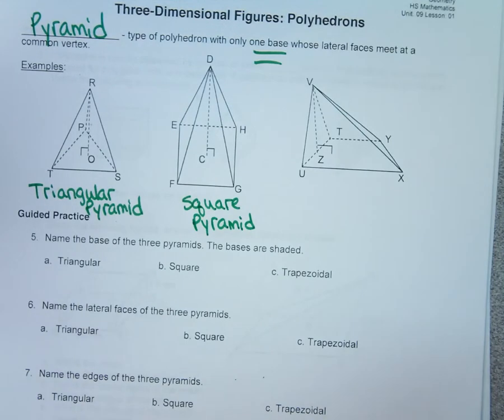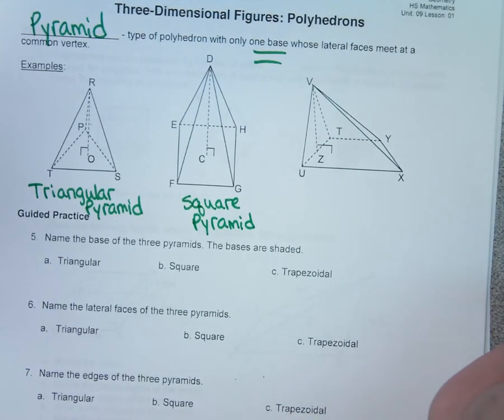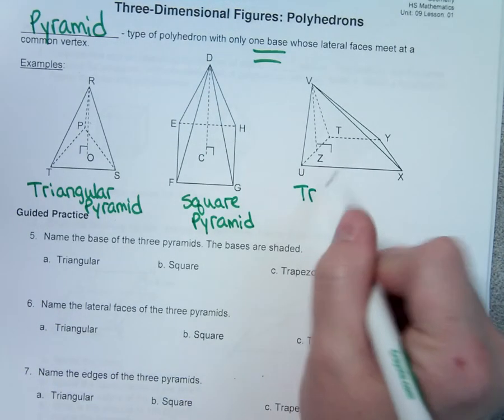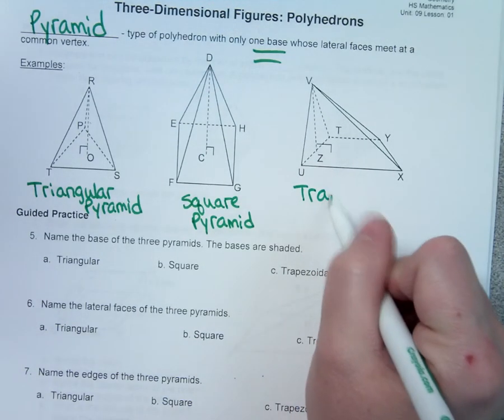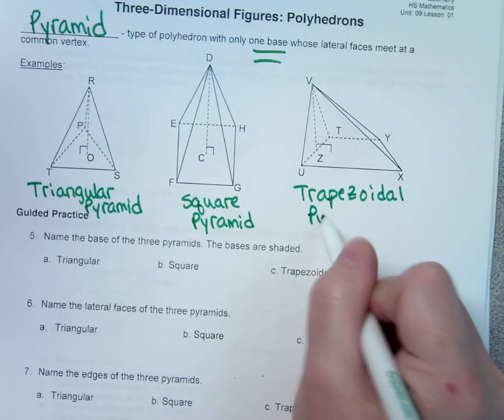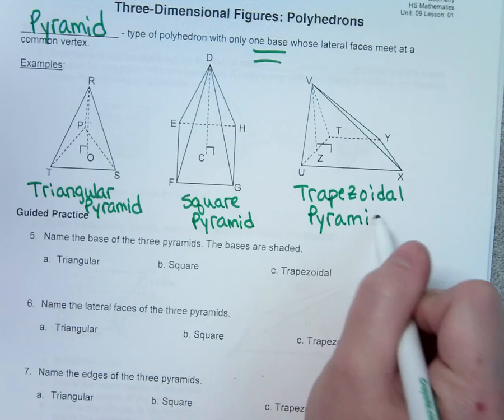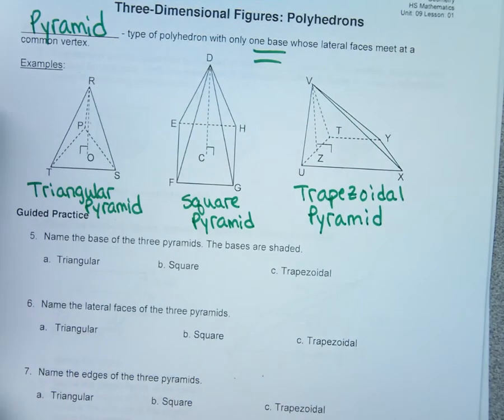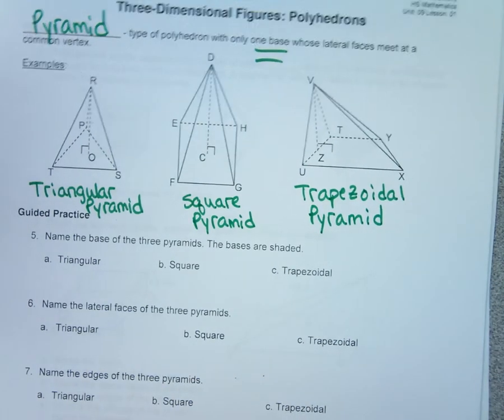What about that other one? Trapezoid pyramid. A trapezoidal. The base is a trapezoid, so we call it a trapezoidal pyramid. And once again, it's a pyramid because all of the lateral faces are triangles. And its base is a trapezoid, so that's why it's called a trapezoidal.